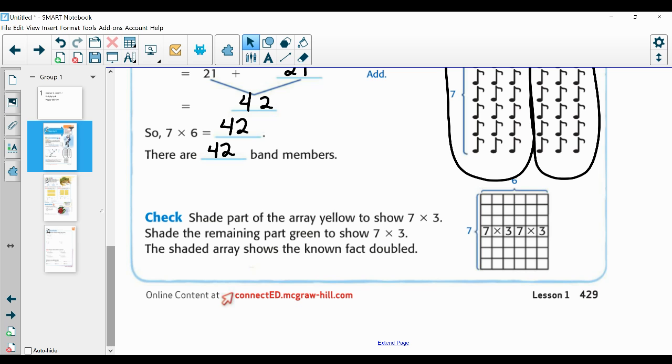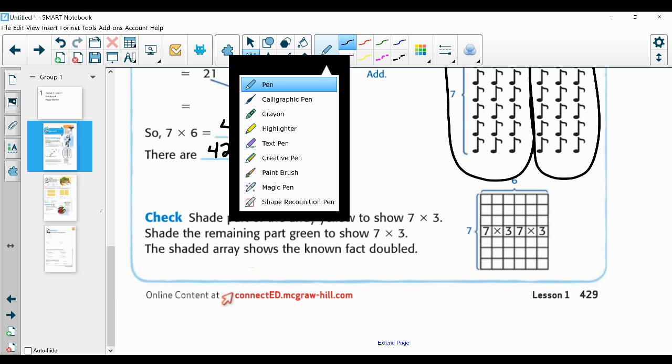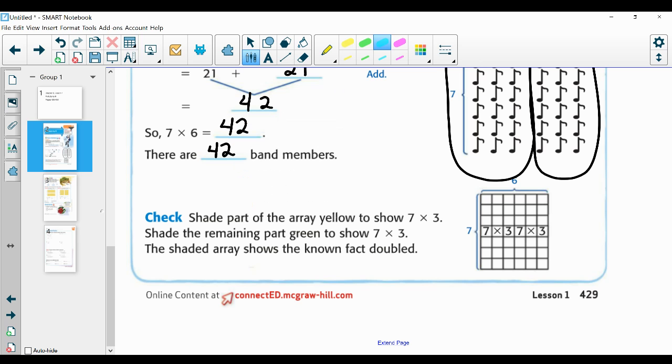So now we're going to shade part of the array yellow to show 7 times 3, and then shade the remaining part green to show 7 times 3. And the shaded array shows the known fact doubled. So I'm going to use my highlighter. Now you'll need to use your drawing tool for this. It's going to kind of scribble everything out, but that's fine. As long as you do it correctly, it doesn't matter.